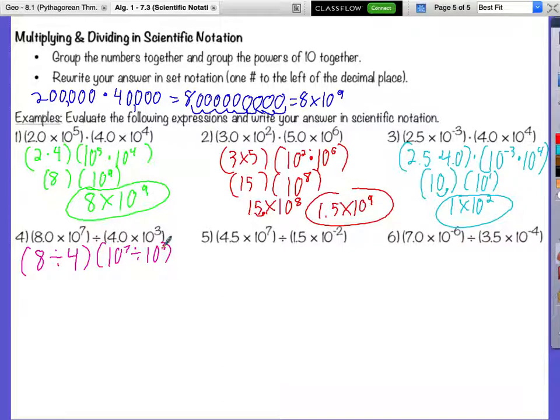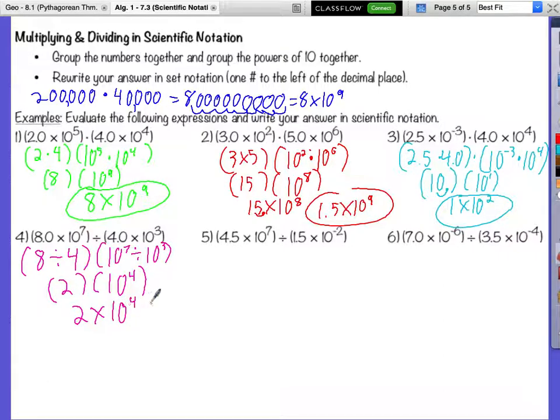What's 8 divided by 4? 2. What do we do when we have 10 to the 7th divided by 10 to the 3rd? Subtract them. So we have 10 to the 4th, because 7 minus 3 is 4. Now, for this to be scientific notation, do we need this to be 2 times 10 to the 4th or 2 divided by 10 to the 4th? 2 times 10 to the 4th. So that's a helpful way we can remember that these parentheses are still being multiplied with each other. So it's still 2 times 10 to the 4th.